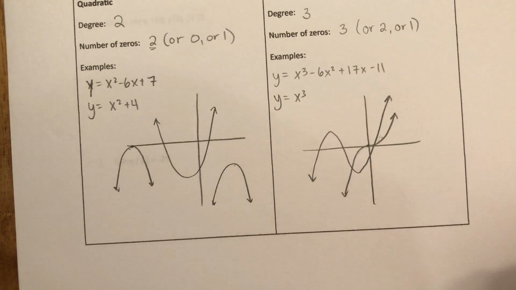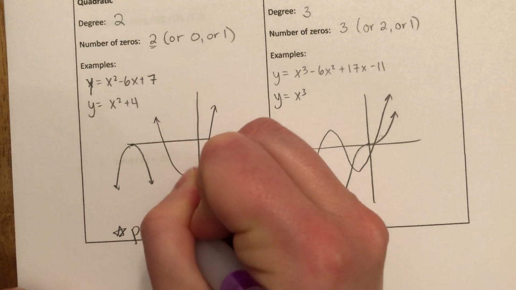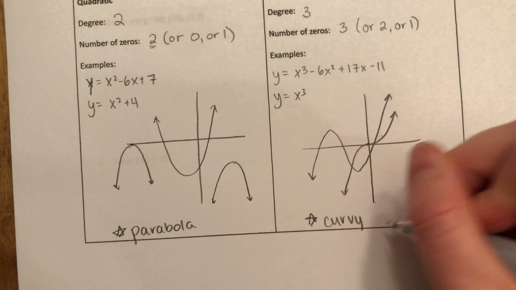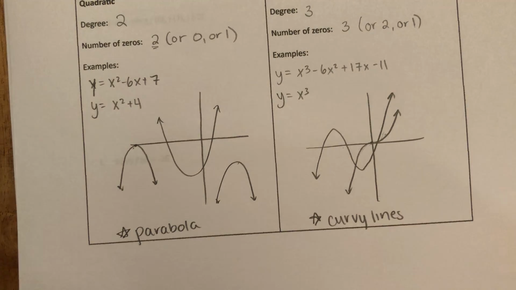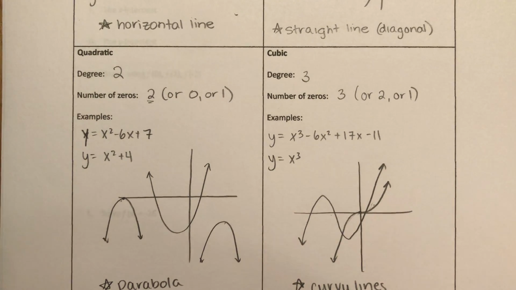Okay, I forgot to name these two. This one is always a parabola, which hopefully looks familiar to you from last year, and this one, there's no real name for it, but it's curvy. They're curvy lines, okay? So there's kind of the general functions.